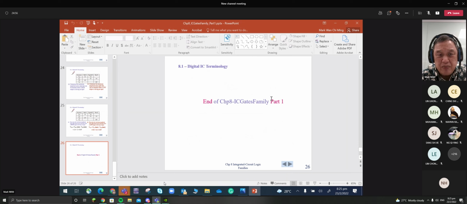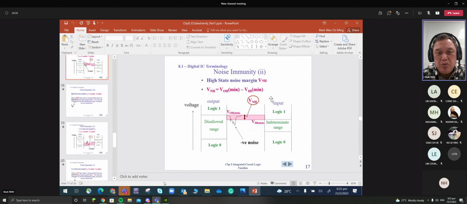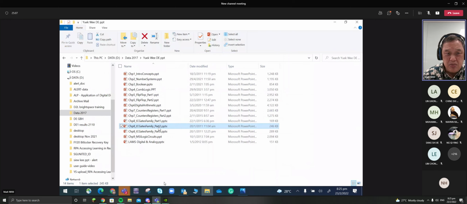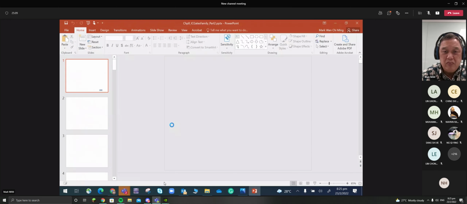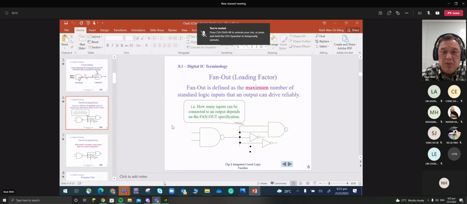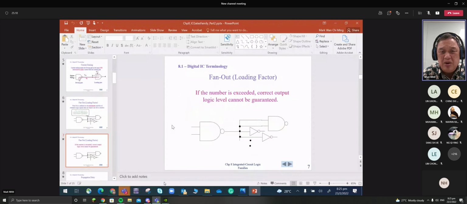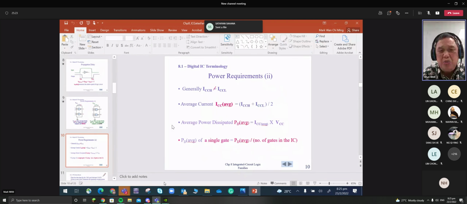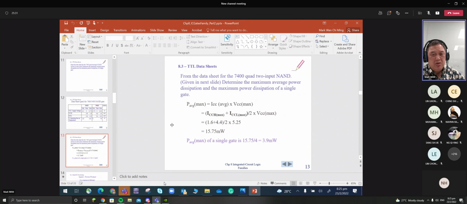Okay, no issue. So this is what we ask you. You must know how to look at those data sheets and do the calculation, friend. Now I look at part 2. You have calculations here, right? Fan-in, fan-out, propagation delay, power requirement, all of this you must know the formulas. You cannot afford not to know them. If you don't know the formula, you cannot do it.